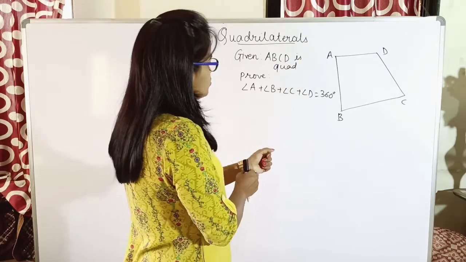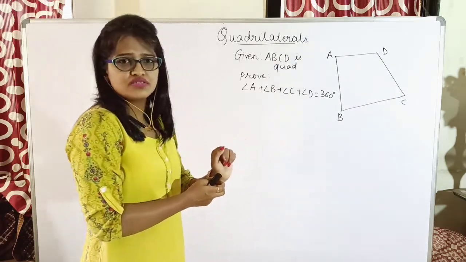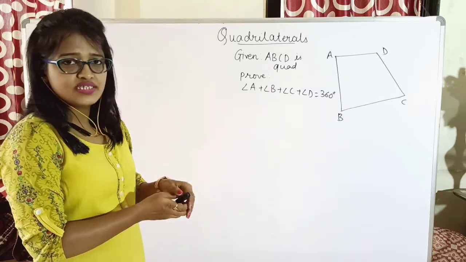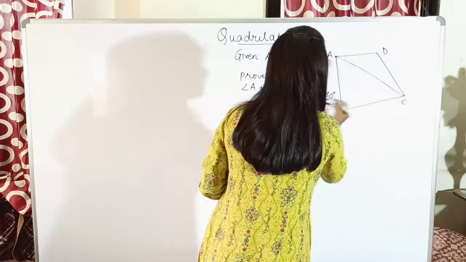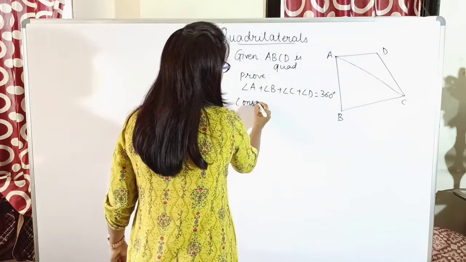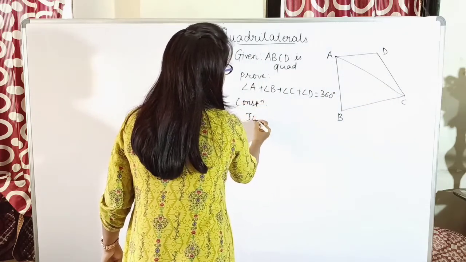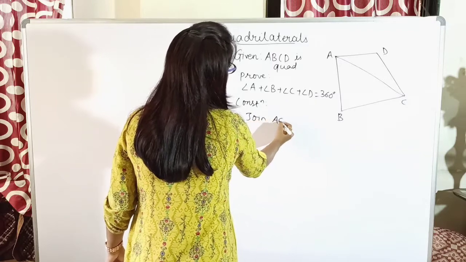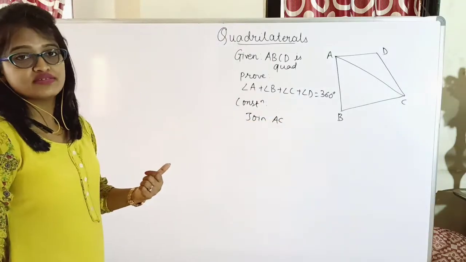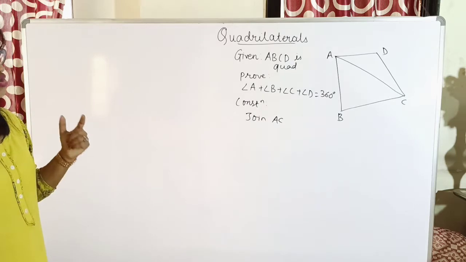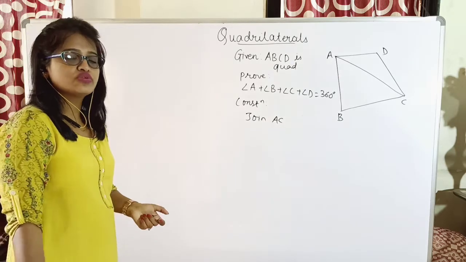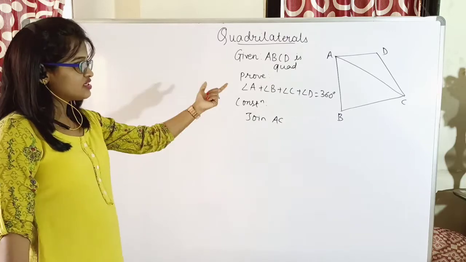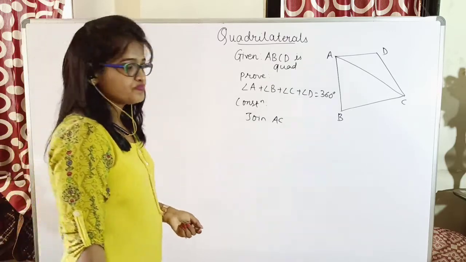Yes. Okay, so I will make a construction. Let us join AC, or let us join the diagonal. Okay, so this is my construction. It says join AC. Now when you join AC, as you can see, you are getting two triangles. So what if I apply the angle sum property to those two triangles, and let us see whether the sum gets me to 360.